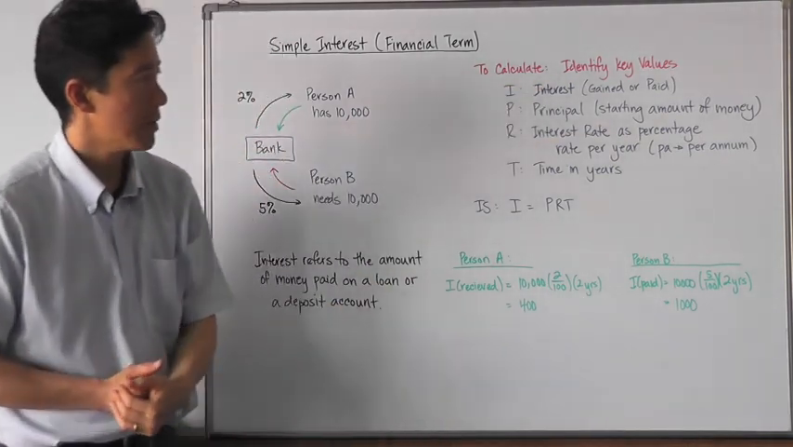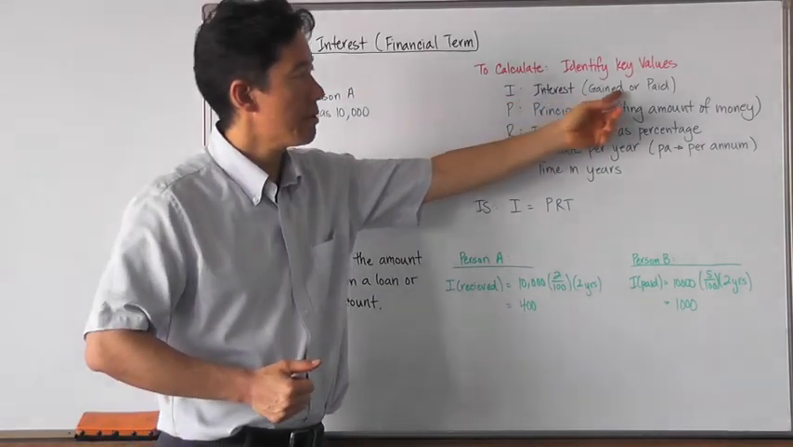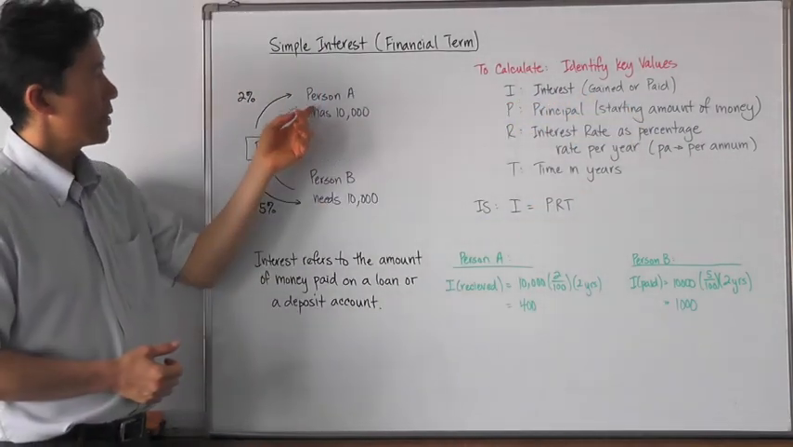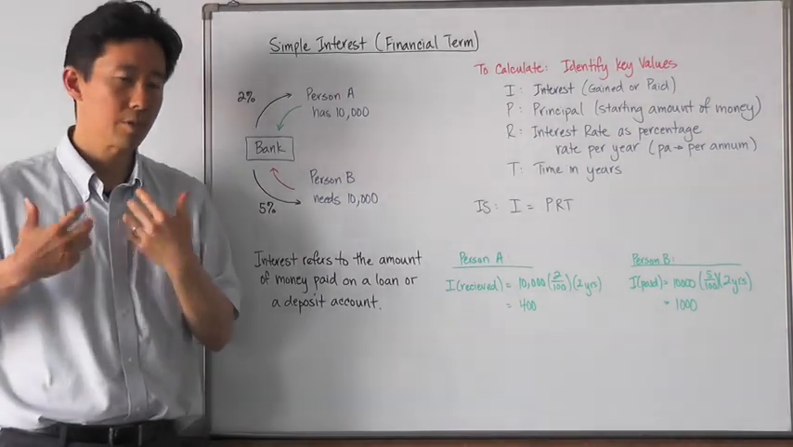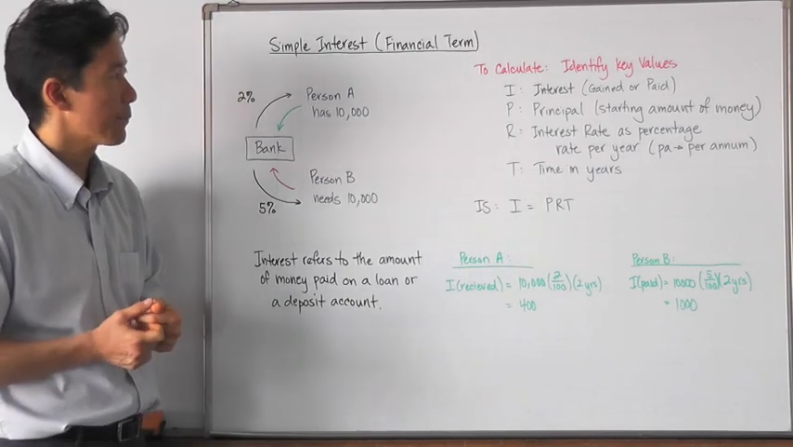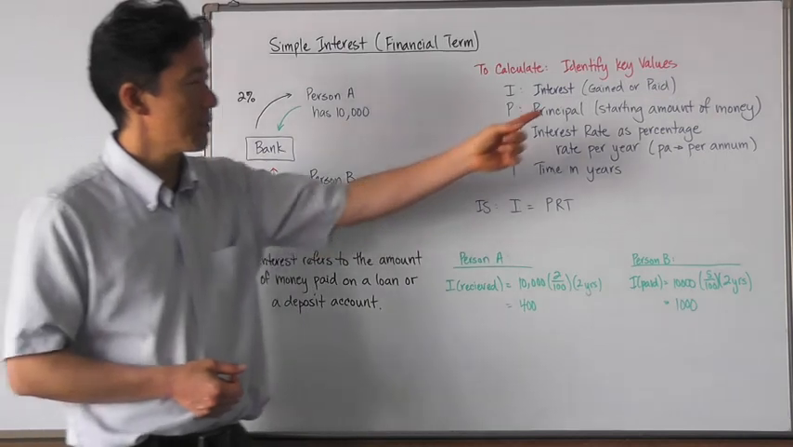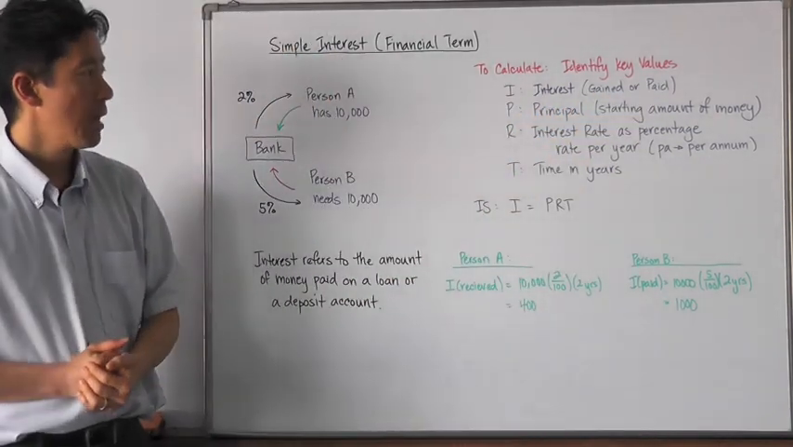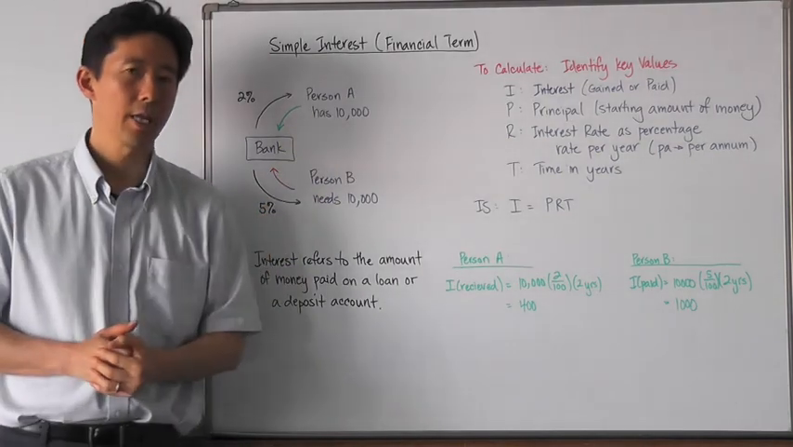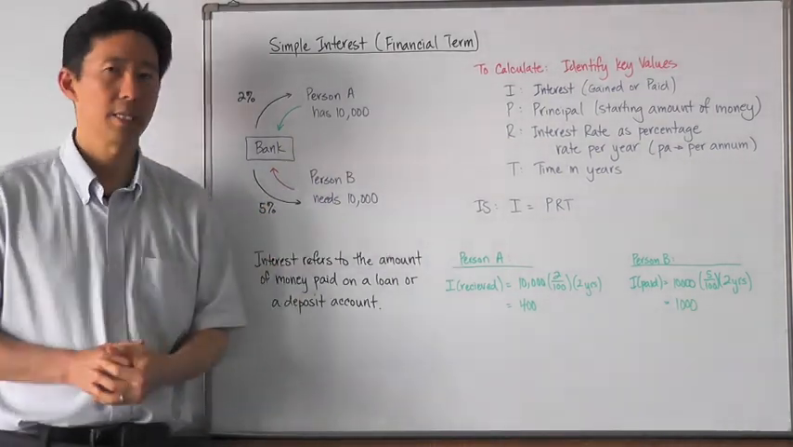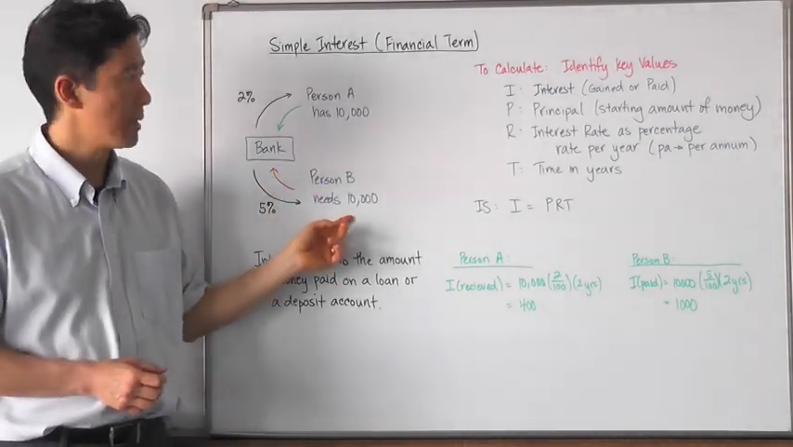So let's calculate some simple interest. But before we do that, let's make sure that we identify some key values. The interest, again, is going to be either gained or paid. If we take a look at person A, interest is going to be gained. It's going to be earned. There's going to be money coming to person A. On the other hand, person B is going to have to pay some money to the bank, and so that's going to be money paid. Now, the principal is the starting amount of money. And so notice that for both person A and person B, the amount is 10,000: 10,000 in terms of a deposit, and 10,000 in terms of a loan.